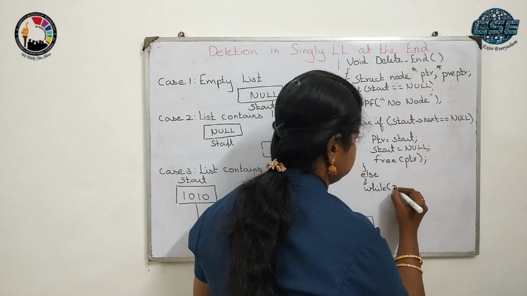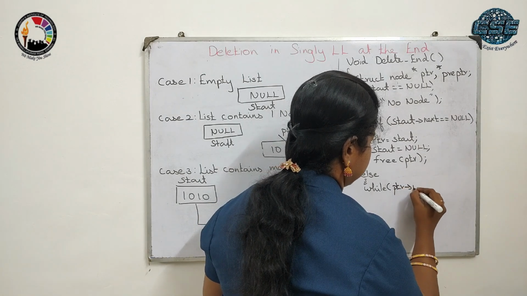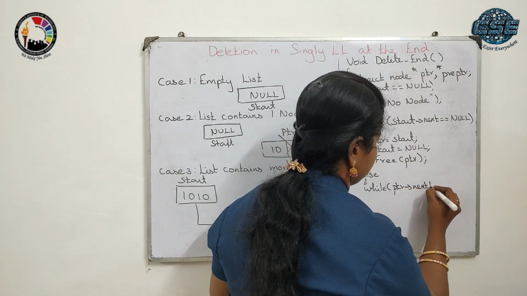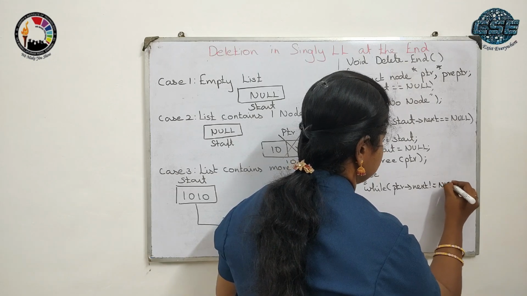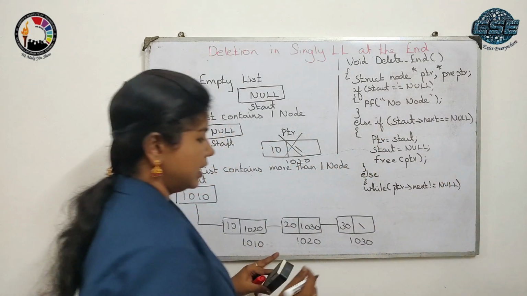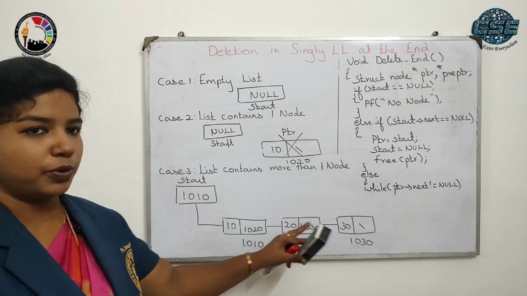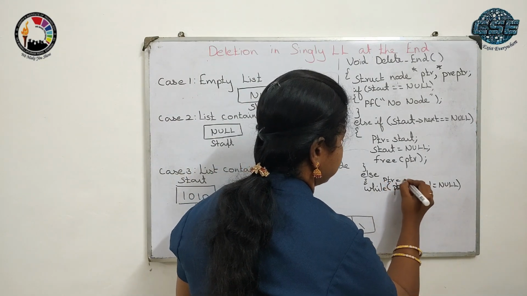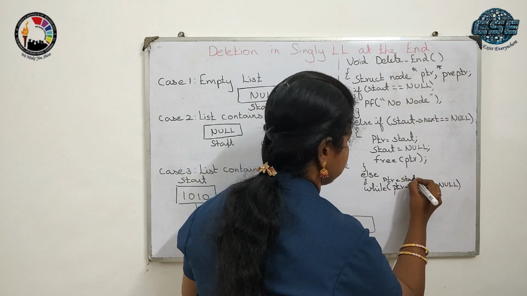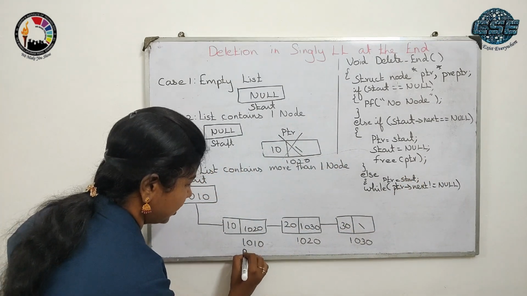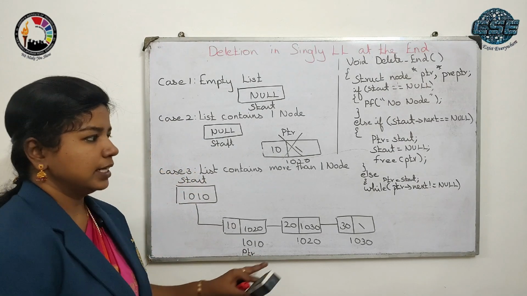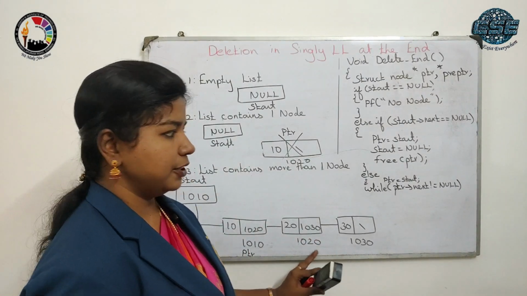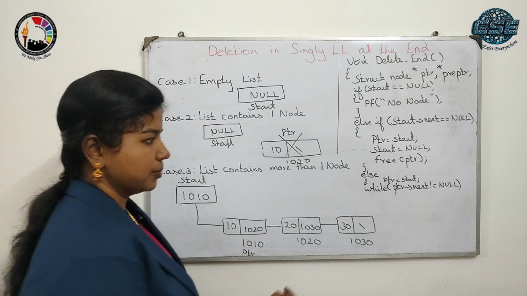So PTR of next not equal to null. Until then we have to make the pointer point to the next node. Before that we have to make the pointer point to start. So initially your pointer will be at this place. Then we have to make the pointer point to the next node.